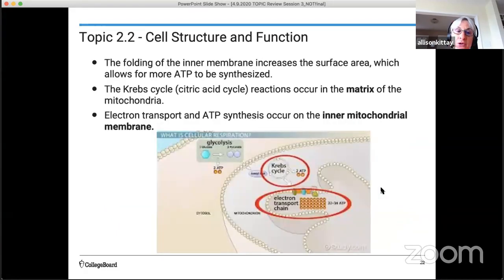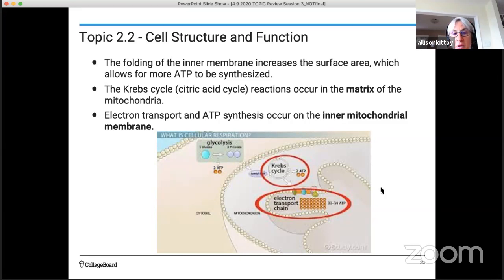This is the mitochondrion, and I promised you that I would show you the two different places where the reactions that produce ATP are located within the mitochondrion. And again, you're going to have a whole lesson on cellular respiration in a later review session. So this is just to pinpoint where in the mitochondrion these reactions occur.